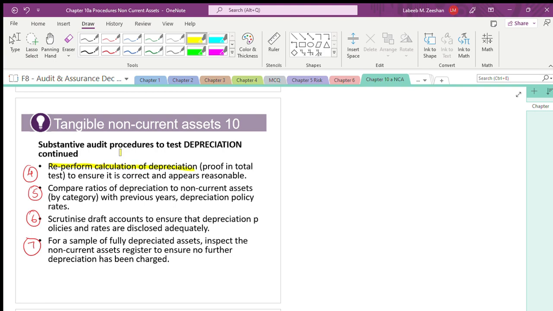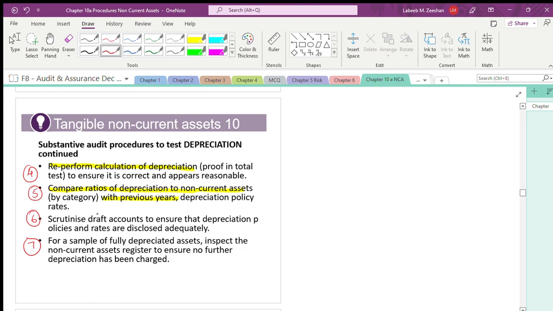We will do examination questions, and you will come across this. Re-perform the calculation of depreciation. Compare ratios of depreciation to non-current assets with the previous year. These two will be there. It is easy to understand, easy to remember also. You have to re-perform, and you have to compare how much we have done last year and how much we are doing this year.